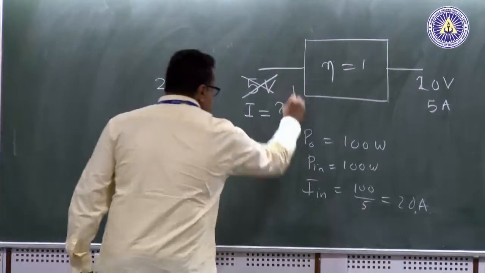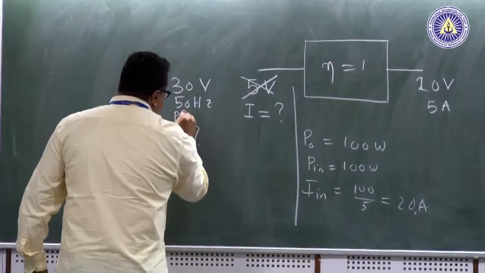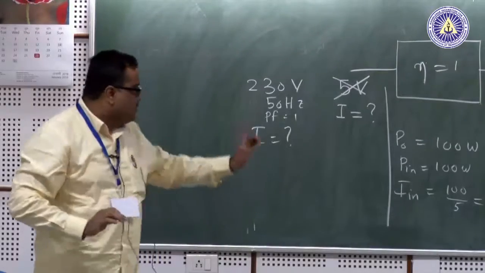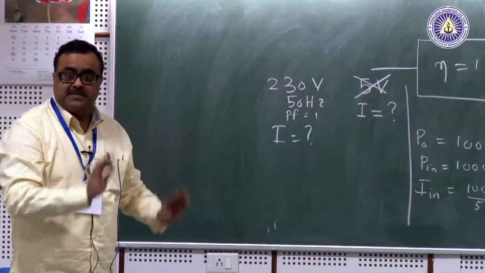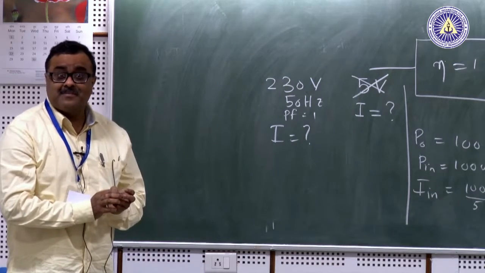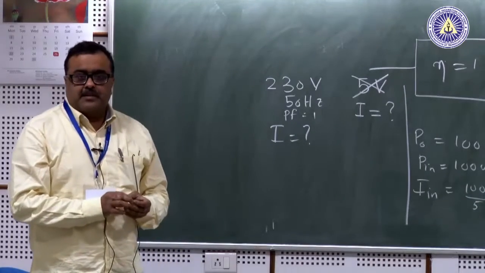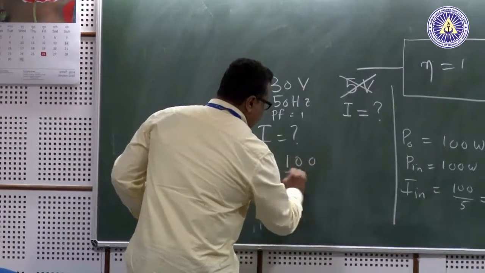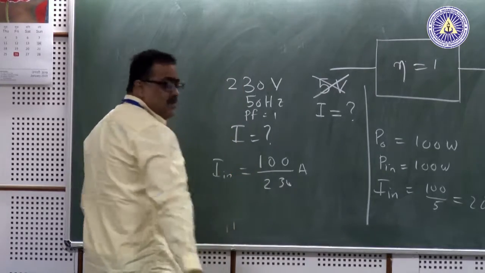This is the first example. Second example, it is an AC voltage and power factor is 1. I mean, assume power factor to be 1. Power factor 1 means the input voltage and input current are in phase. Output is a DC, input is an AC. No, 230 is AC, it is RMS, right? 100 by 230, so whatever that is. So, is that the RMS current?